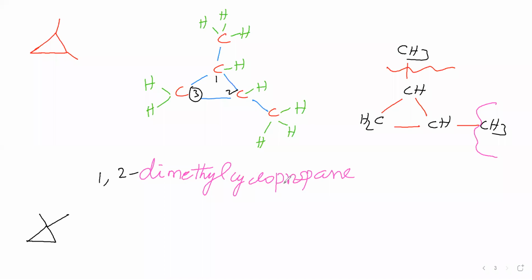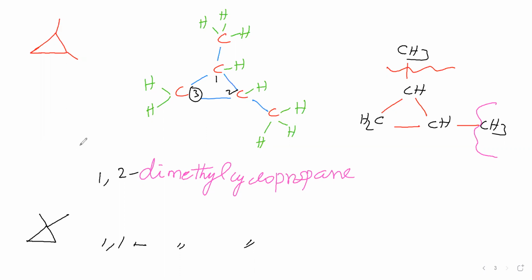So 1,2-dimethylcyclopropane. Here both methyl groups are present at the same carbon, therefore 1,1-dimethylcyclopropane for this. For this one, what is the name? 1,1-dimethylcyclopropane. Like that we have to say. Now this is 1,2-dimethylcyclopropane, and this is 1,1-dimethylcyclopropane. Between them, is there any relation? Yes. The molecular formula is the same for both.